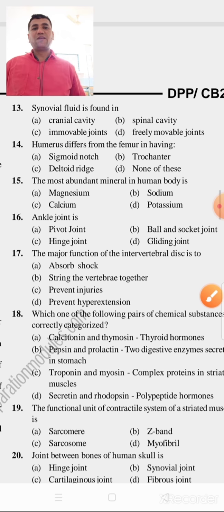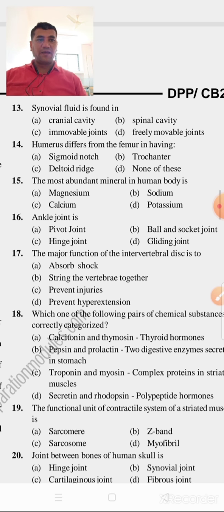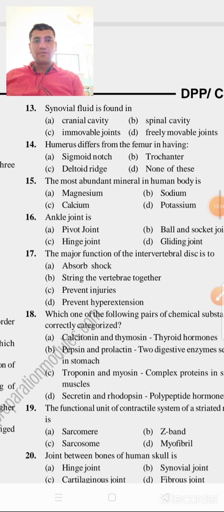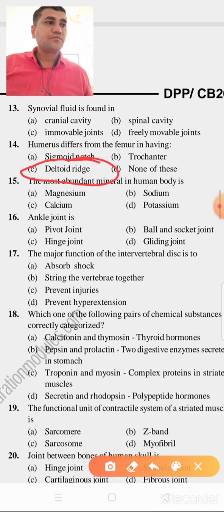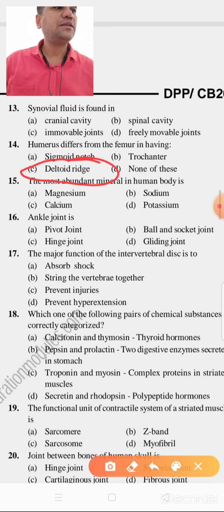Humerus differs from the femur in having sigmoid notch, trochanter, deltoid ridge, none of these. So the humerus differs from the femur in having the deltoid ridge. There is a specific ridge present in the humerus that differentiates the humerus from the femur bone. That is deltoid ridge.